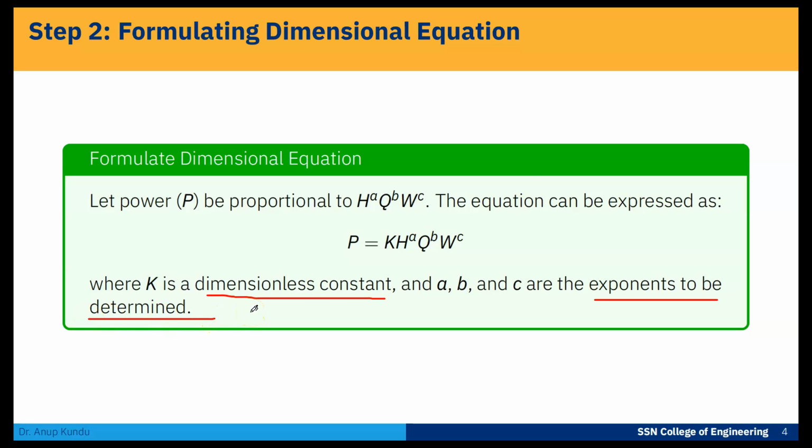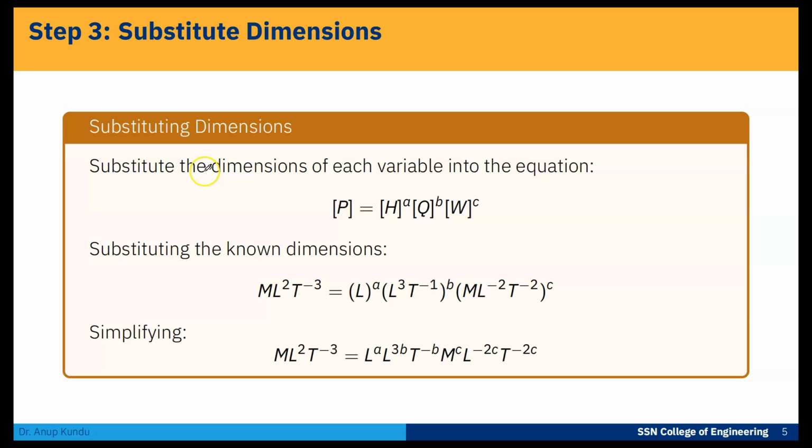So now how do we determine that? For that we have to substitute the dimension of each variable into the equation. Here the dimension of P, that is ML to the power 2 T to the power minus 3, is equal to H, which is L to the power A, and Q, L cubed T to the power minus 1, whole to the power B, and W, ML to the power minus 2 T to the power minus 2, whole to the power C. Now simplify. ML to the power 2 T to the power minus 3 is equal to L to the power A, L to the power 3B, T to the power minus B, M to the power C, L to the power minus 2C, T to the power minus 2C.